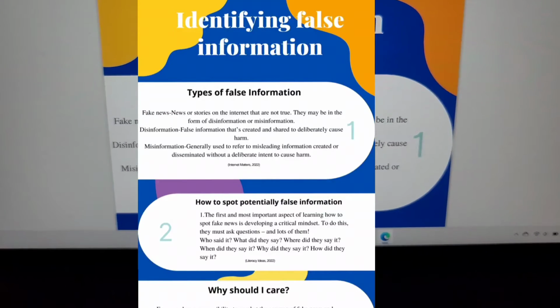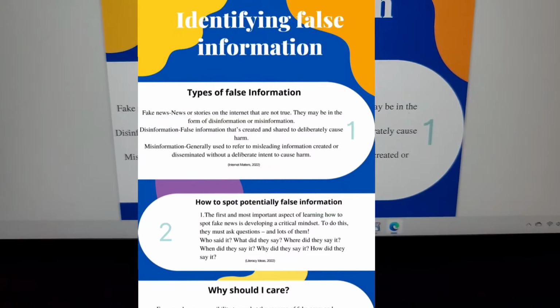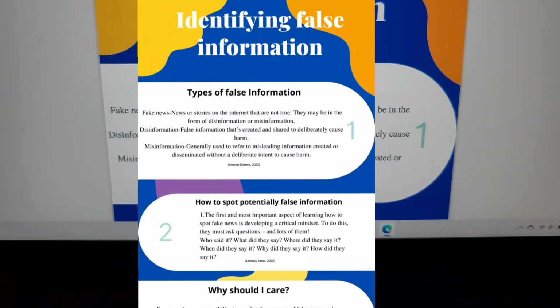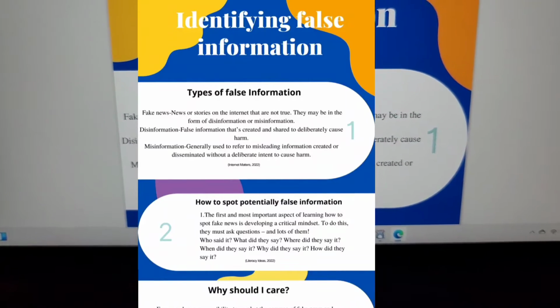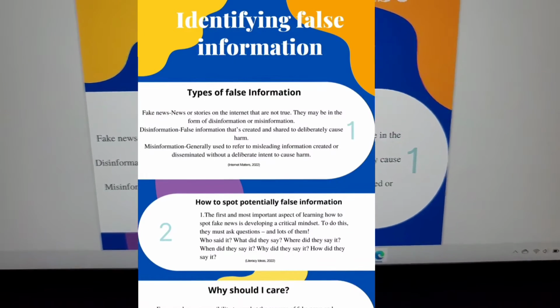Disinformation, false information that's created and shared to deliberately cause harm. And misinformation is generally used to refer to misleading information created or disseminated without a deliberate intent to cause harm.